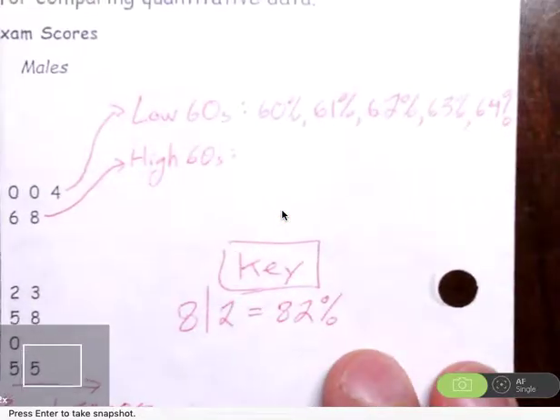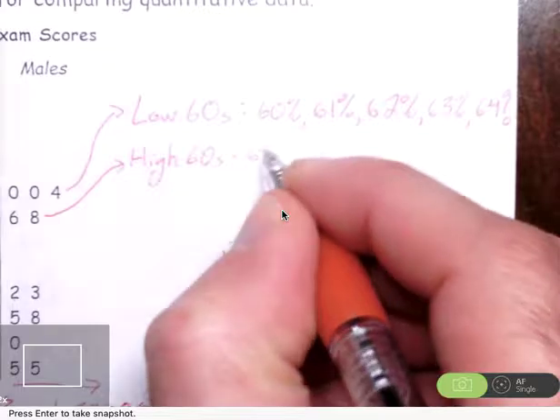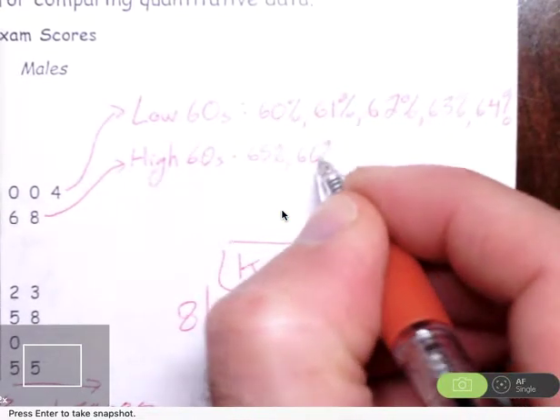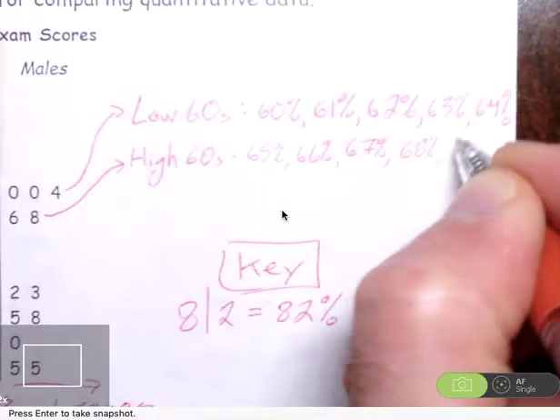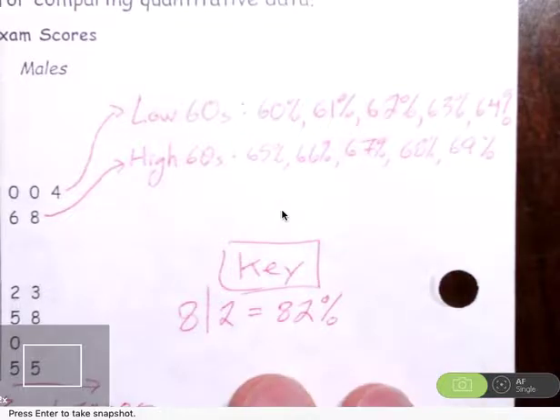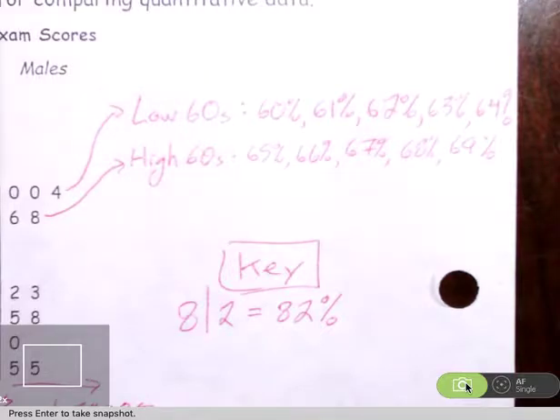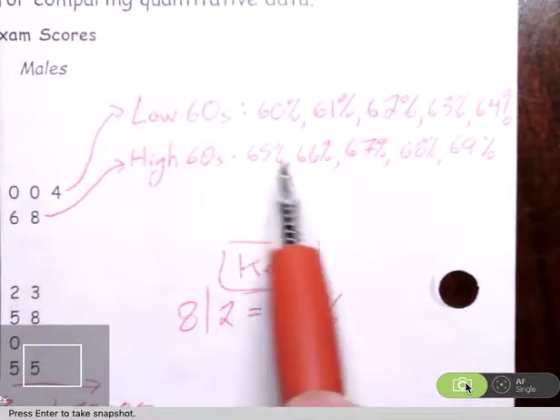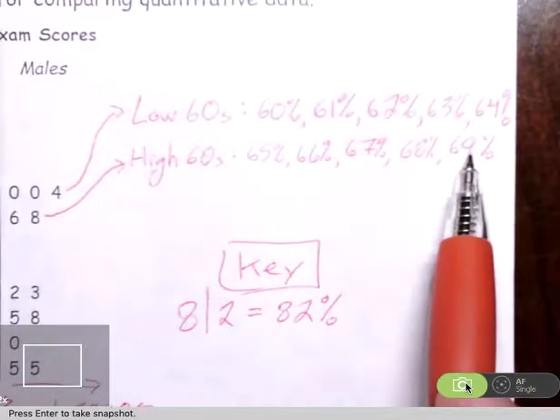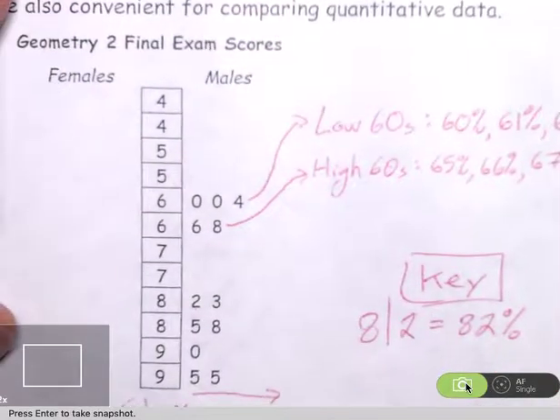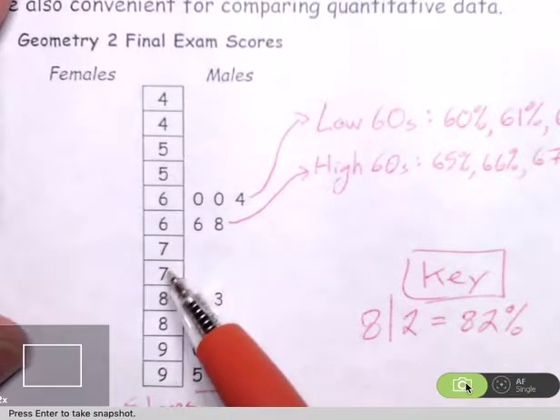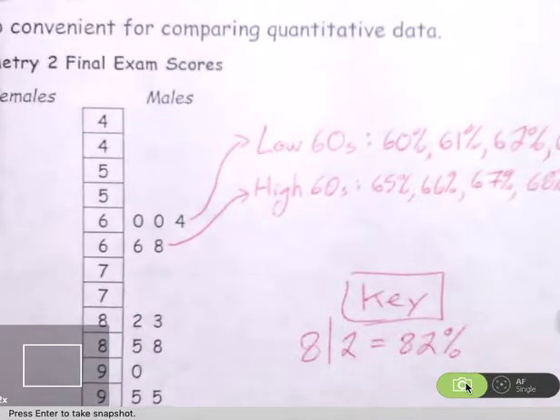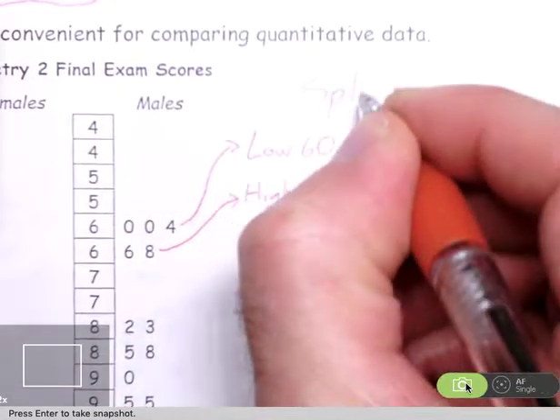The high 60s include 65%, 66%, 67%, 68%, and 69%. So notice there are 5 different test scores that can be included there. So the leaves in the upper 60s would be 5, 6, 7, 8, or 9. This graph uses what we call split stems. When you split the groupings into the lower 60s, the higher 60s, the lower 70s, the higher 70s, you see a little bit more detail in the graph. So we call this splitting the stems.